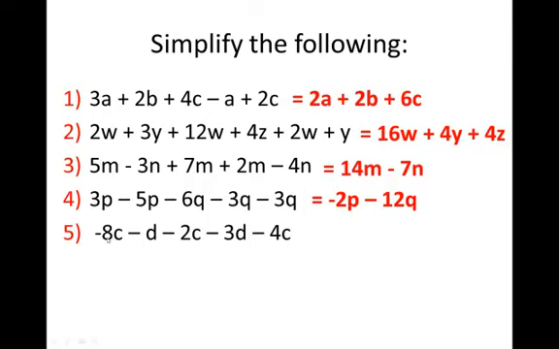The next one, minus 8C minus 2C gives us negative 10C. So negative 10 minus 4 is going to be negative 14C. Minus 1D minus 3D is negative 4D. So your answer should be negative 14C minus 4D. So again, if you have problems, please talk to your teacher now.